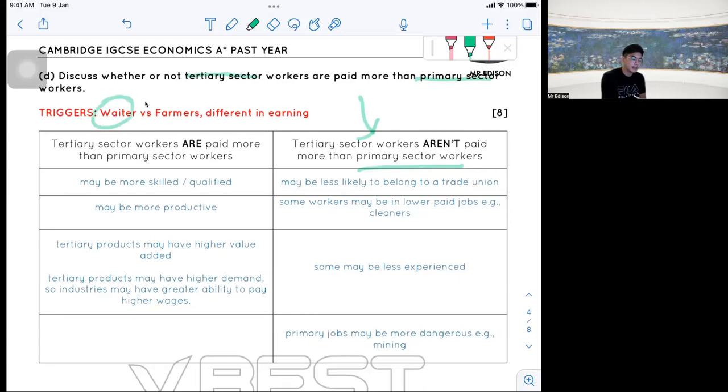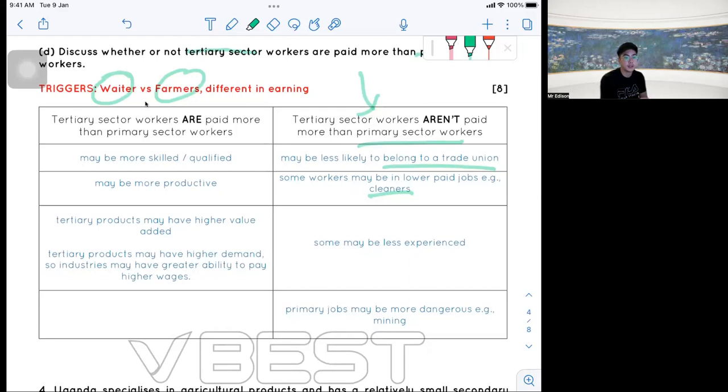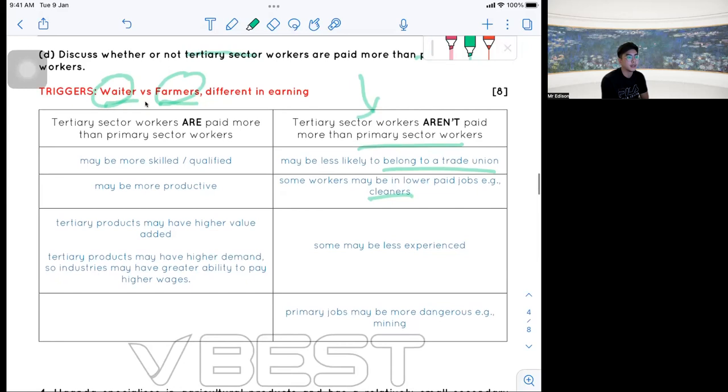Okay, maybe less likely to belong to a trade union. Yes, if let's say they are farmer but they belong to a trade union, the trade union is able to protect them and fight for higher salary. Some workers may be low pay jobs like cleaners, janitor. Yes, low pay job, and cleaners are service work. Some may be less experienced. Yes, waiter might be inexperienced compared to a farmer that has been farming for like 20 years, or carpenter is not primary. Fishmonger, okay, very experienced. And then the primary job may be more dangerous, like mining. Yes, mining is very dangerous, and they tend to pay higher salary.